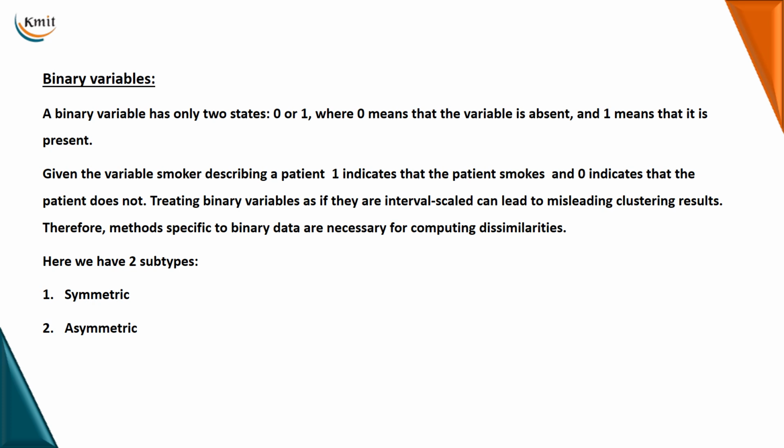Now, I will tell you an example here. Before telling an example, I'll tell you about your two subtypes. Those are your symmetric and asymmetric. What do you mean by symmetric? Symmetric is where I can change the values. Suppose I take gender. In gender, I have female and male. Female, I'll take as 1. Male, I'll take as 0. Now, in symmetric, what can I do? I can exchange it. I can make female as 0 and male as 1.